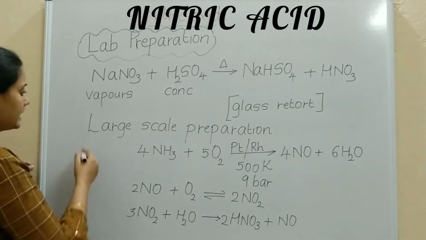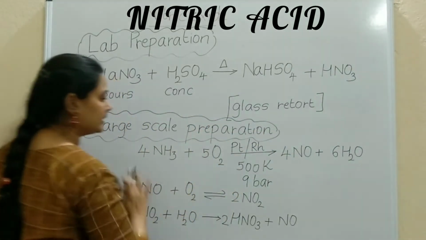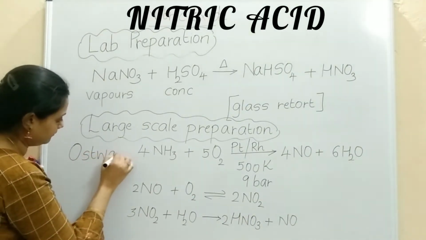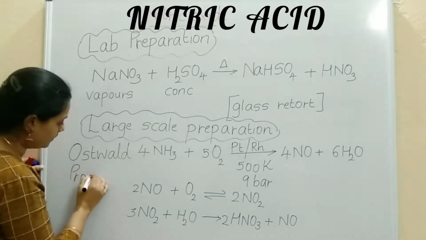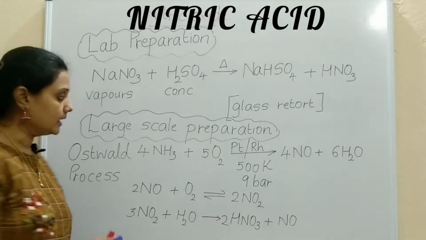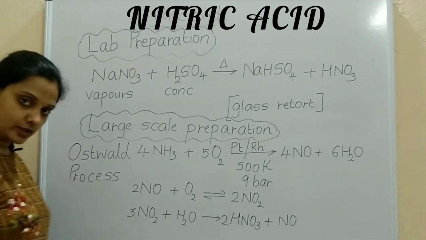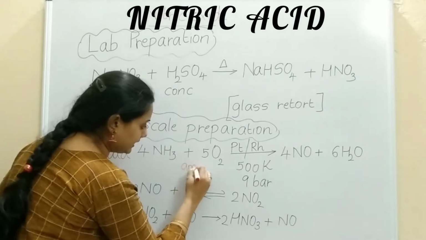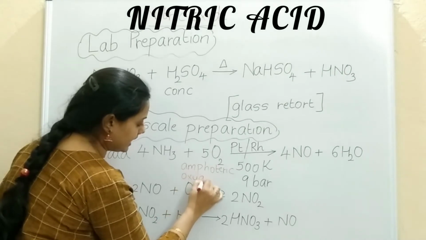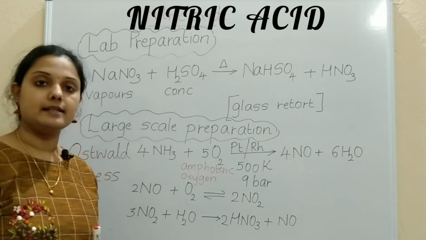Let's check how it is prepared on a large scale. Three steps are involved and the process is called the Ostwald process. Ammonia, NH3, is taken and it is treated with oxygen. Oxygen here is described as amphoteric, which means it can react with acids and bases.